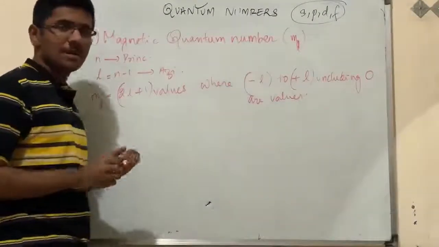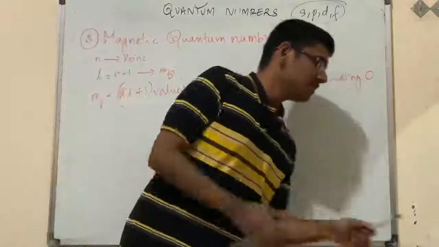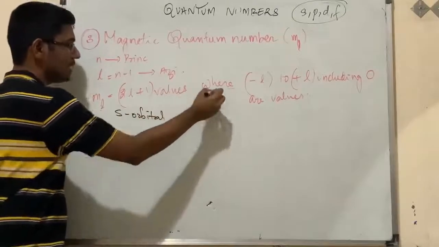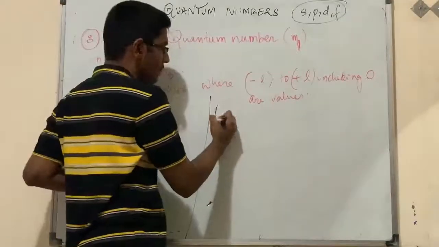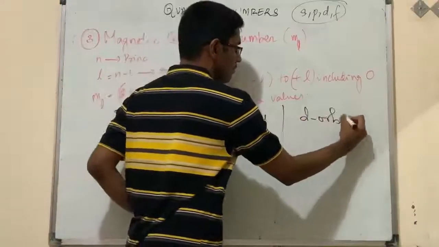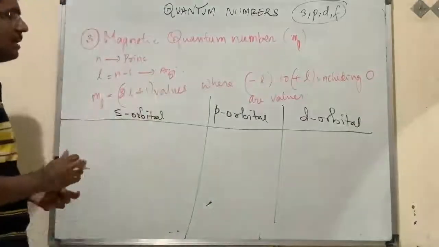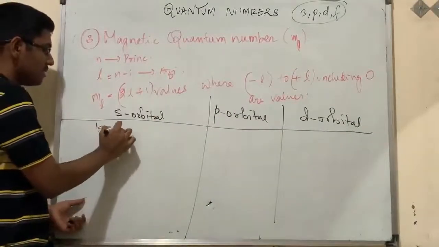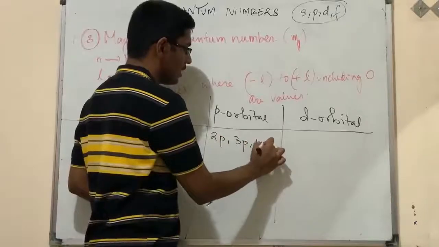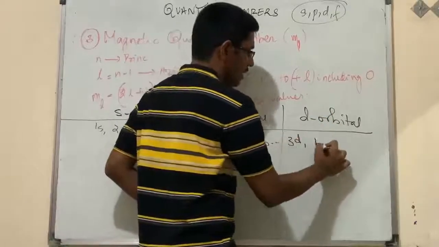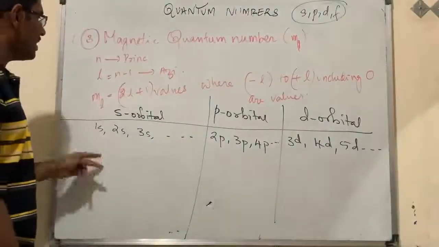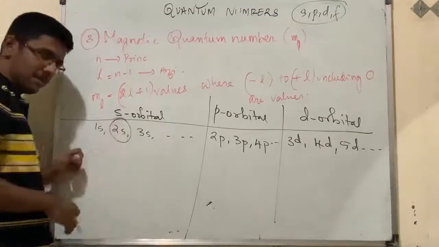Let's consider the regular example of SPDF orbitals: S orbital or S subshell, P orbital, D orbital. We know S orbital always starts from 1s, 2s, 3s, etc. P orbital starts from 2p, 3p, 4p, etc. D orbitals are from 3d, 4d, 5d, etc. So here, let's consider the example of the 2s orbital.